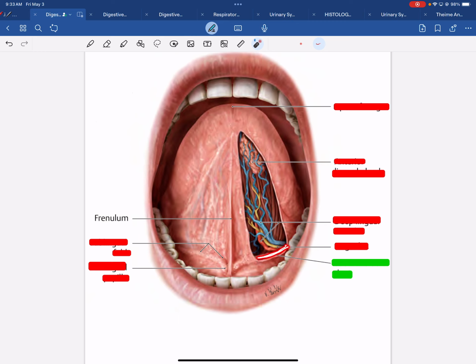What about this thing? Not sublingual, but submandibular duct. Good. Yeah, this is the submandibular duct. There's either one or two, and they're really large. The sublingual ducts, there's multiple of them, and they're much thinner and smaller.